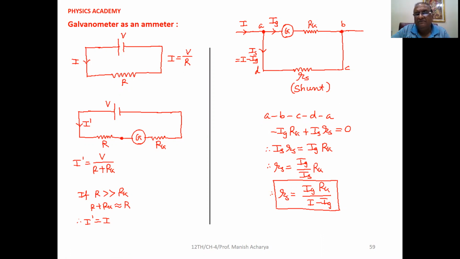Then connect that much resistance parallel to the galvanometer. Then by passing known currents through the galvanometer, recalibrate its scale. Now you can use it as an ammeter which can measure a maximum of 10 ampere current. Clear up to this one?